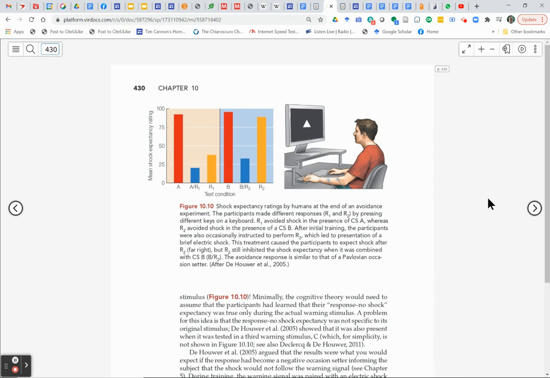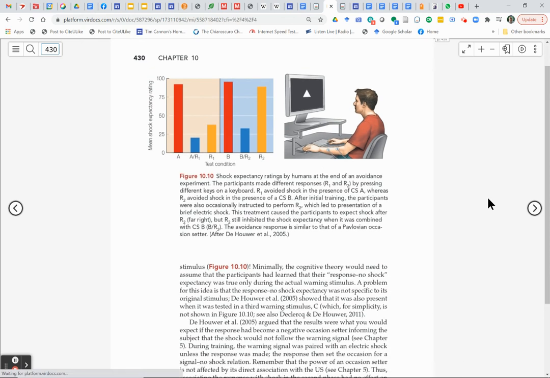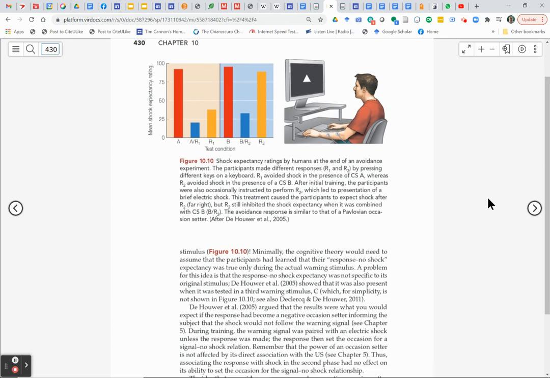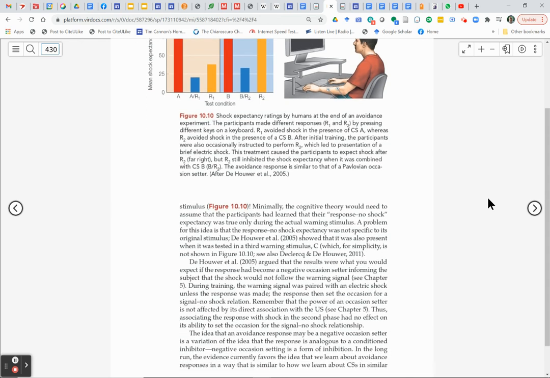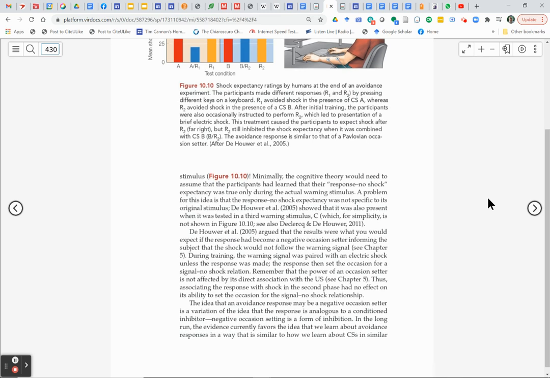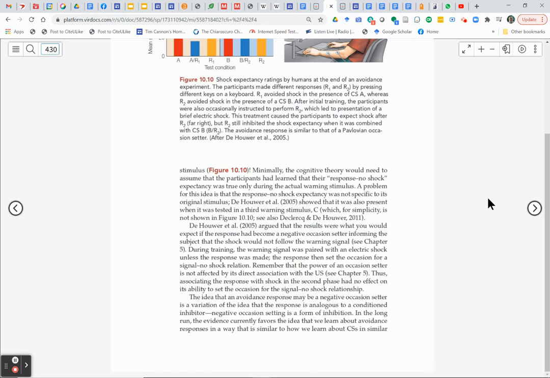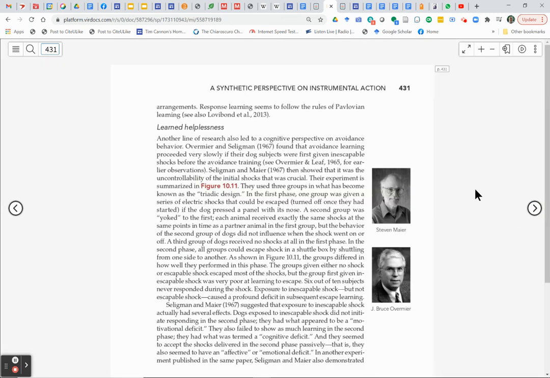And shock expectancy: they expect shock after R2, but R2 still inhibited the expectancy when it's combined with the CS. It looks like occasion setting, which should make you go back and look something up. And that's discussed in that section.